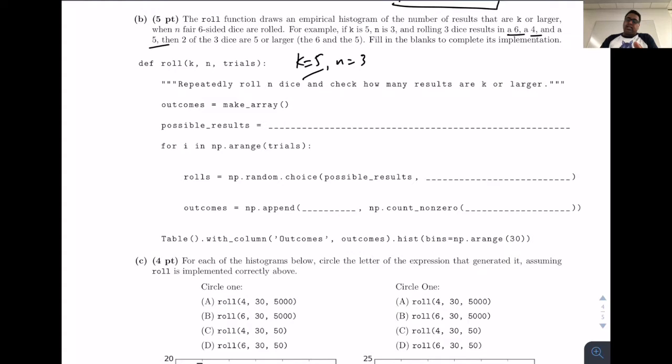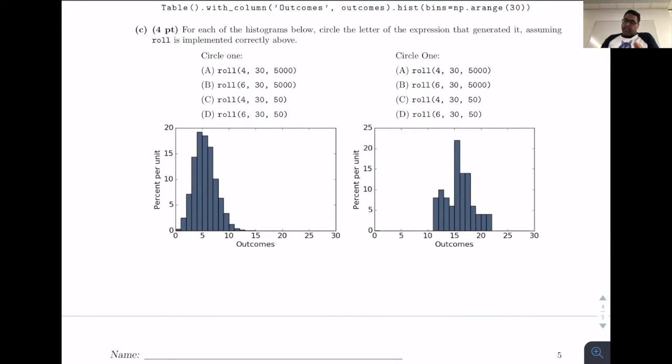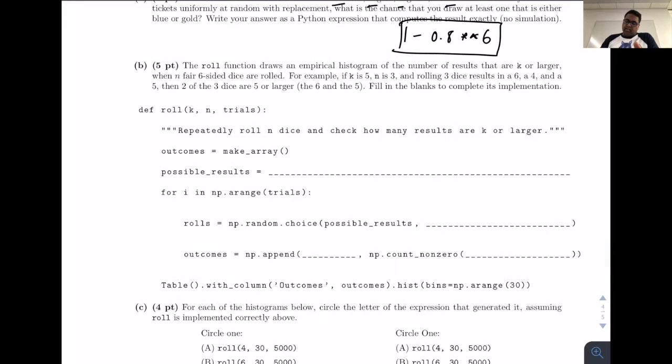So we're interested in the number of times we get a value that is greater than or equal to k. And we're going to repeat that process trials times, and then get into some sort of a histogram about that. But that's the second part of the question.